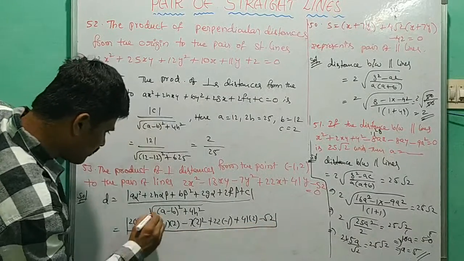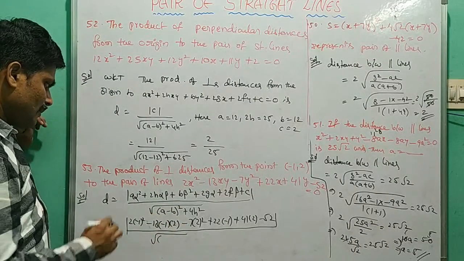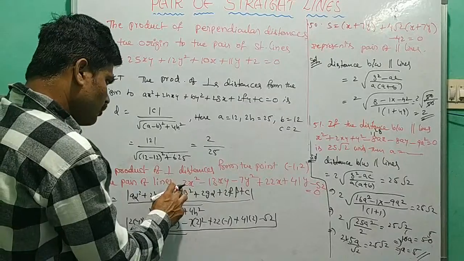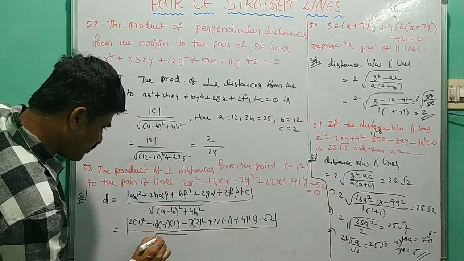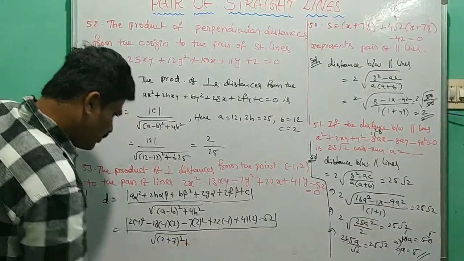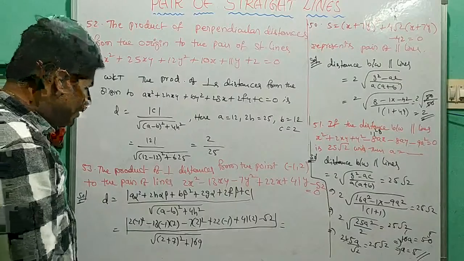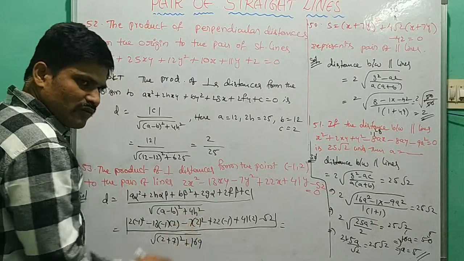Now the denominator is square root of a minus b whole square plus 4h square. A minus b means a value is 2, b value is minus 7. So 2 minus of minus 7, that is 2 plus 7 whole square, plus 4h square where h value is minus 13. So minus 13 whole square is 28. So 28 minus 7 into 2 square, minus 7 into 4.